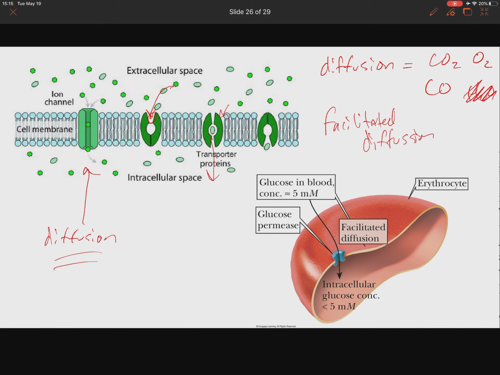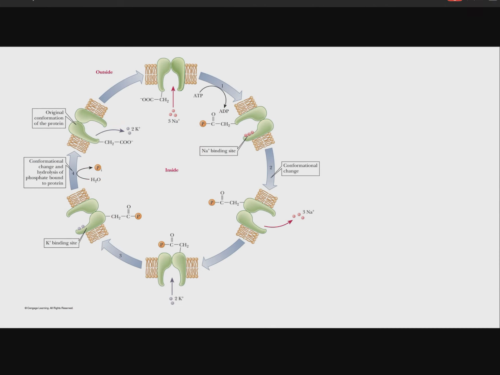Then there's active transport. Now, all of the methods that we've looked at just now require no energy, but with active transport, energy is required. So here's an example of that. So let's take, for the example, the hydrogen. I'm sorry, I always say hydrogen. This is the sodium-potassium pump. So this effectively moves sodium outside the cell and takes potassium inside the cell, both against their concentration gradient.